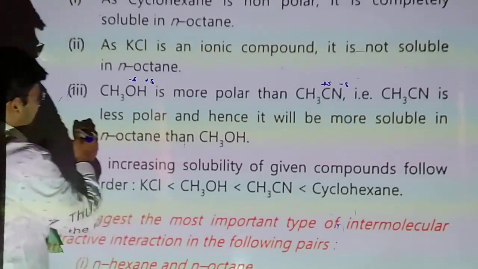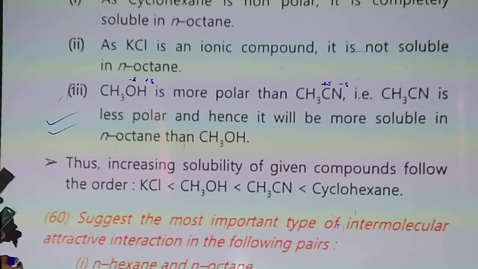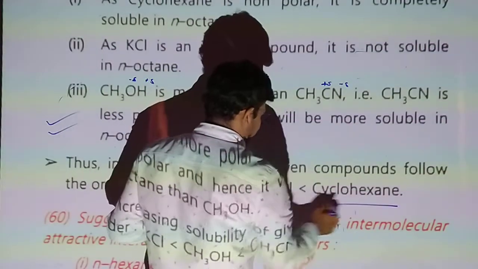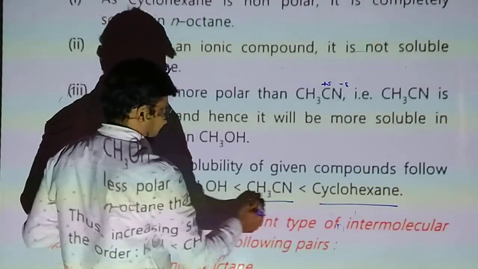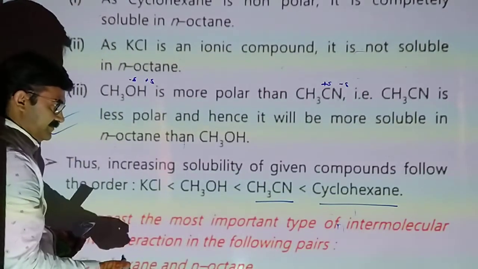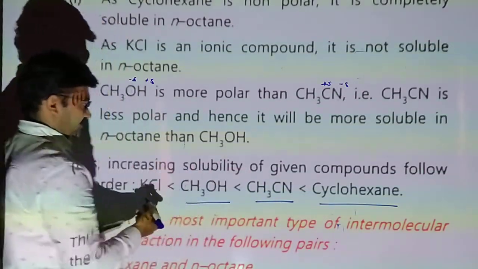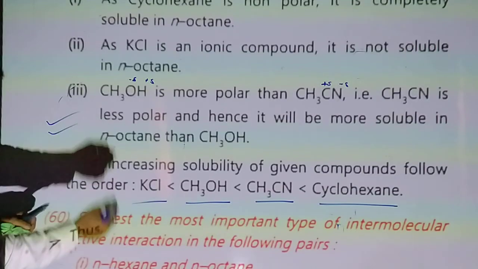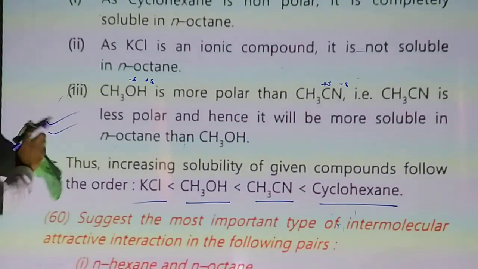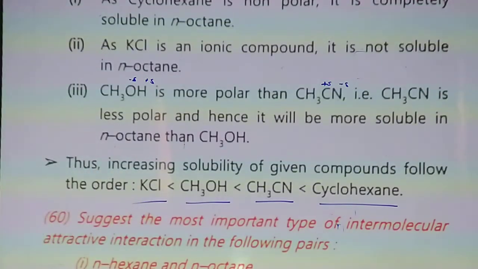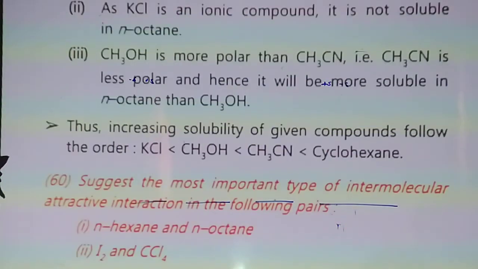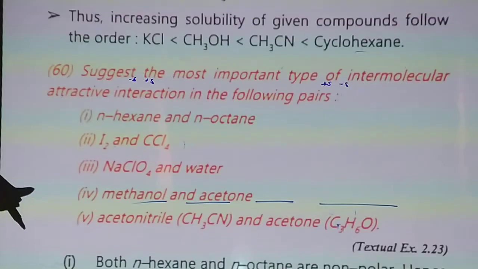Because our solvent is non-polar, the less the polarity, the more soluble it is. So non-polar cyclohexane is highly soluble. Methyl cyanide is polar. Methanol is more polar than that. KCl is maximally polar, so as polarity increases, solubility decreases, because the solvent is non-polar.